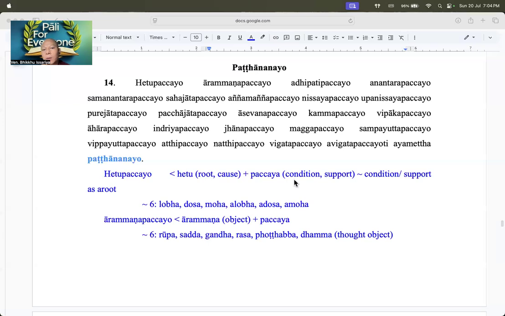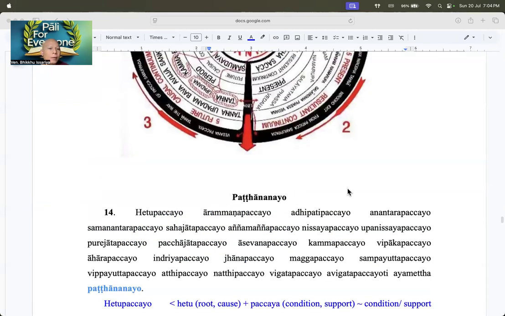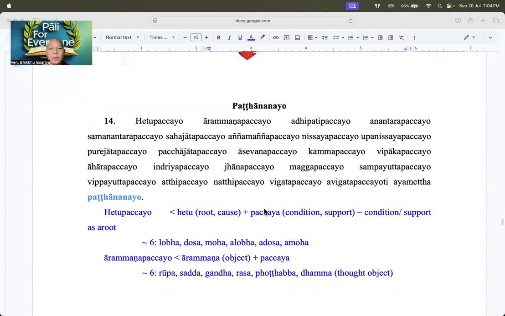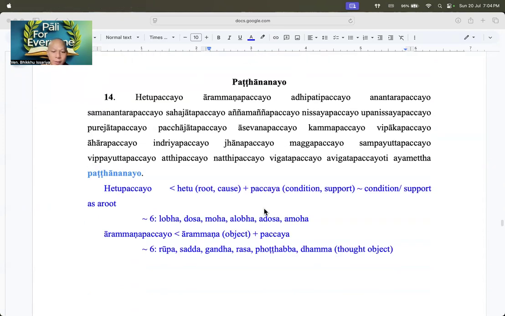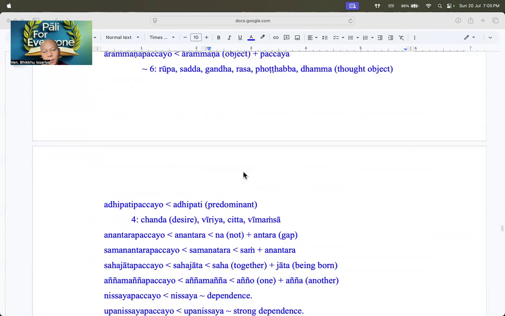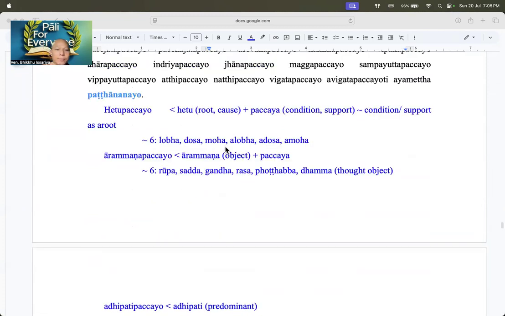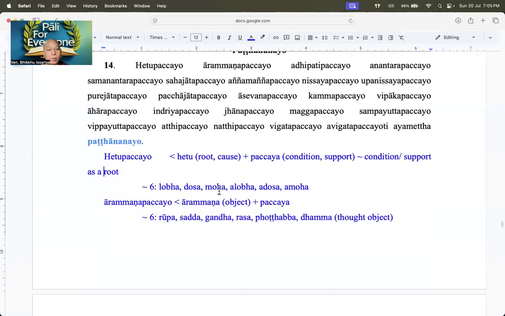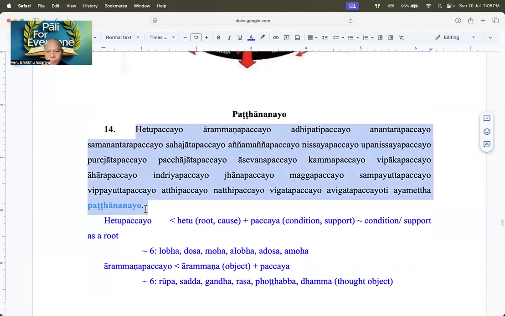So now in the Paṭṭhānanayo, firstly we need to learn these 24 conditions. Last time we learned the literal meaning of those words, just a simple way to understand that. But as a technical term, as translated by those scholars, these 24 conditions are translated like this.